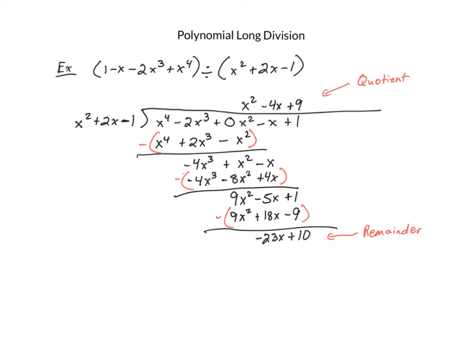So let me write this one. Let's see if I can write this one out correctly. I have x to the 4th minus 2x cubed minus x plus 1. And notice I still rewrote it in standard form rather than writing it this way. Equals x squared plus 2x minus 1 times x squared minus 4x plus 9. So again, it's our divisor multiplied by our quotient. And now we need to add in our remainder. Plus negative 23x plus 10. And I have it complete.